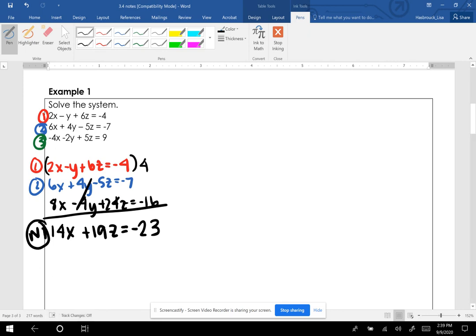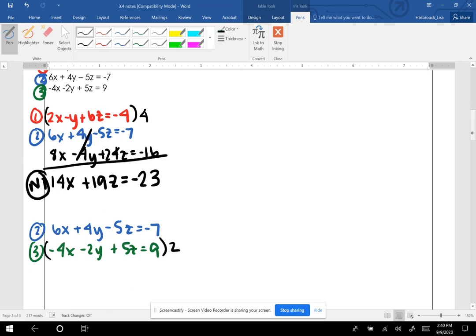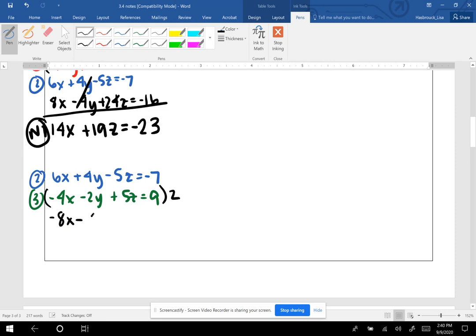Now, I go back to the original problem. I'm going to use 2 other equations, 2 separate equations. So I used 1 and 2. Now I can either use 2 and 3 or 1 and 3 to eliminate the variable y again. So to eliminate it again a second time, I am going to use equations 2 and 3 this time. So 6x plus 4y minus 5z equals negative 7. Then for equation 3, I have negative 4x minus 2y plus 5z equals 9. If I take equation 3 and multiply the entire thing by 2, then those y's should cancel out. So I have negative 8x minus 4y plus 10z equals 18.